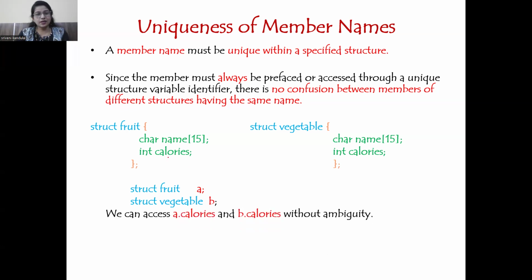So if I am accessing calories of the fruit, how will I access it? A dot calories. Similarly, to access the calories of the vegetable, I will use B dot calories. So now there is no ambiguity. This calories belongs to the structure fruit, and this calories belongs to structure vegetable. In this way, though we have the same names in two different structures, they are treated as two unique names.